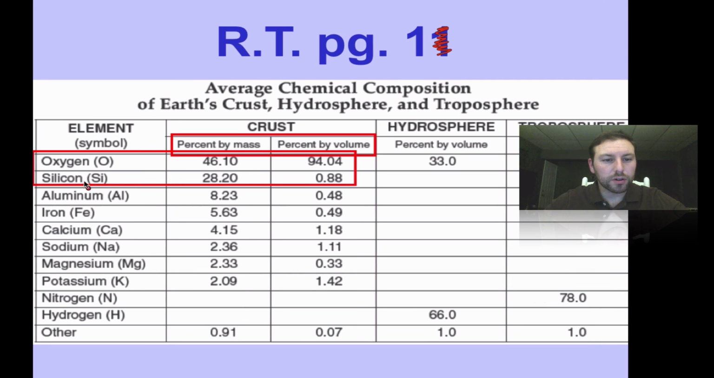If we go to page 1 on our Earth Science reference table and go to the crust, we have percent by mass. Oxygen and silicon are the top two. We can also look at the percent by volume, and notice that those two make up the most.